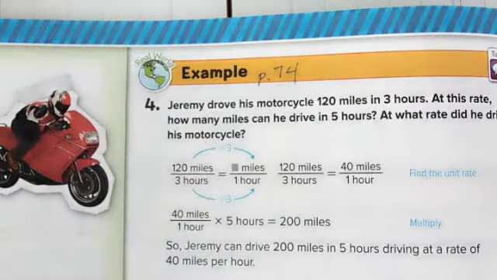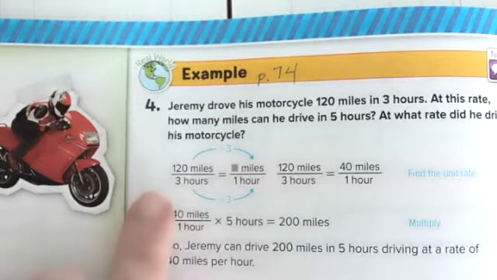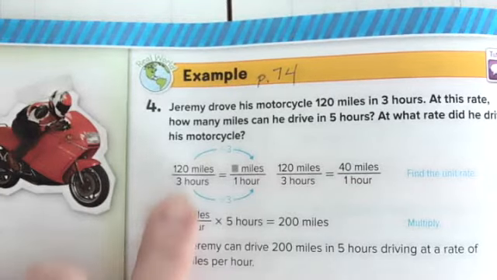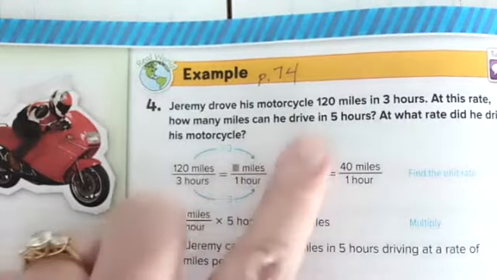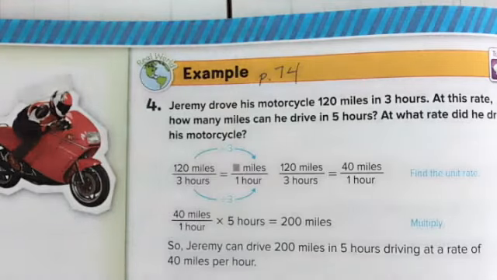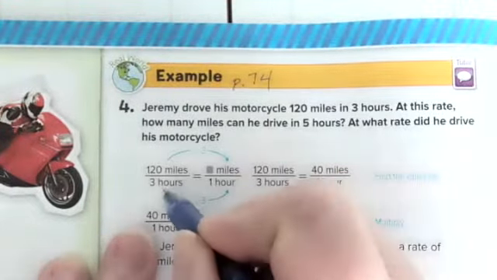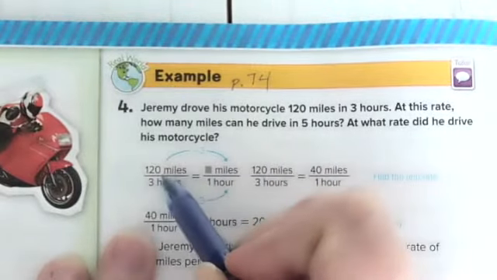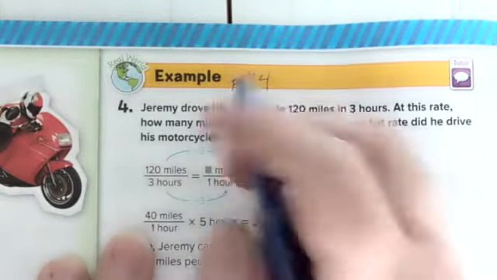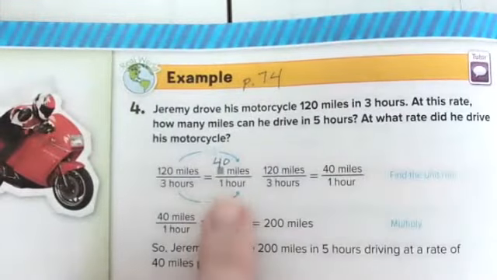Jeremy, we're on page 74 now. Jeremy drove his motorcycle 120 miles in 3 hours. At this rate, how many miles can he drive in 5 hours? So we want to know how many miles per hour, and then we can scale that up to 5 hours. So we see that it took 3 hours to go 120 miles. So I want to know per 1 hour, I divide by 3. So I also need to take the 120 miles and divide that by 3. That'd be 40. So Jeremy is driving at 40 miles per hour on his motorcycle.